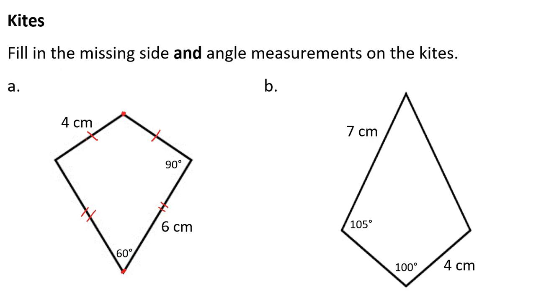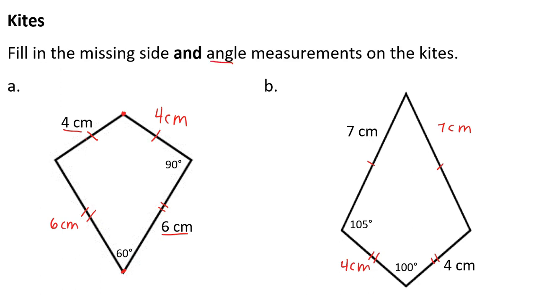Knowing this, I can fill in the missing side measurements. So if this side is 4 centimeters, then I know that the adjacent side is 4 centimeters. And if this side is 6 centimeters, its adjacent side is also 6 centimeters. Let's go over to the next shape and fill in the missing side measurements as well. So here I have these two sides that are adjacent and they're both 7 centimeters. And these two sides that are both 4 centimeters.